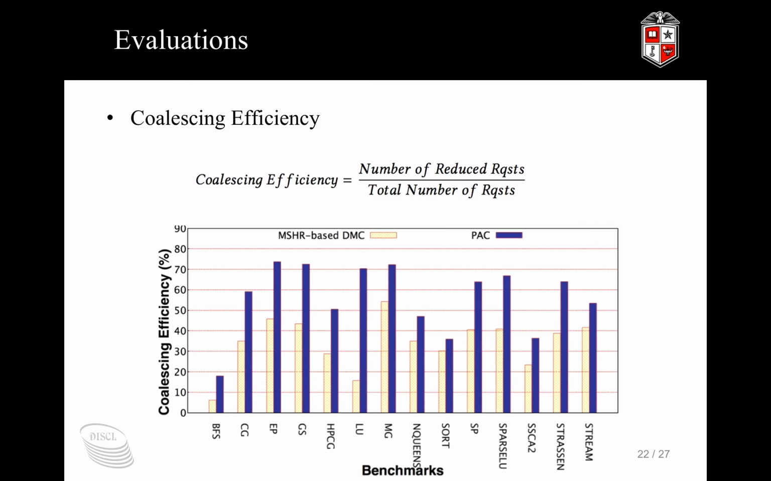So first, we tested the coalescing efficiency, which is the percentage of reduced requests, derived from the number of reduced requests divided by the total number of requests. And as we can see here, the PAC has achieved an impressive amount of request reduction as compared to the conventional MSHR-based dynamic memory coalescing model, which fixes the aggregated request size to 64 bytes. On average, we reach almost 56% request reduction with the PAC. And notably, some of the benchmarks even show coalescing efficiency over 70%, such as EP, scatter gather, LU, MG, and so on.